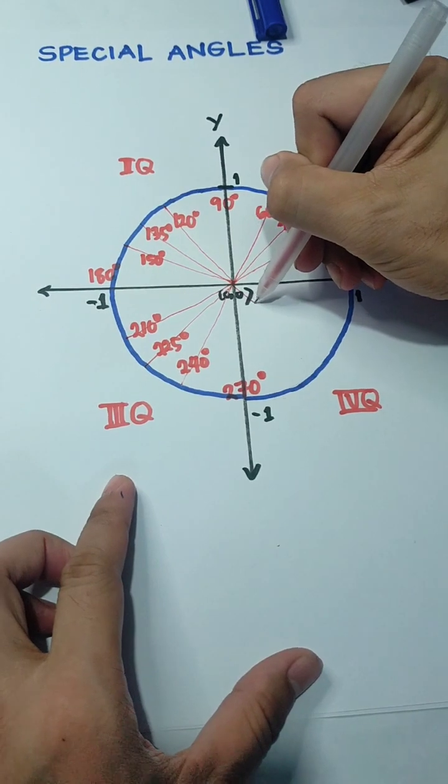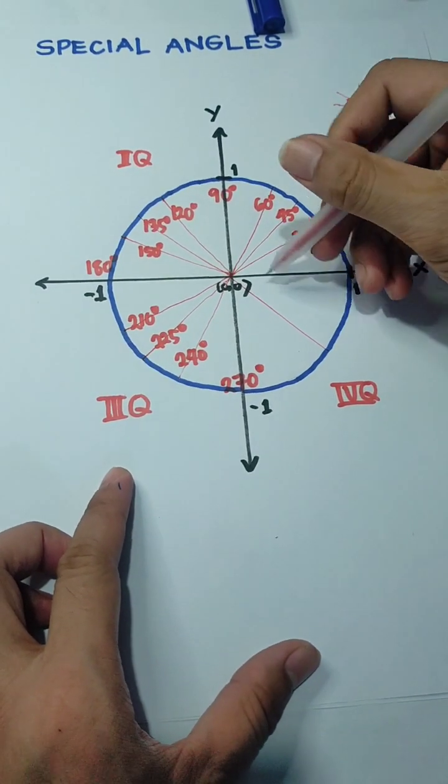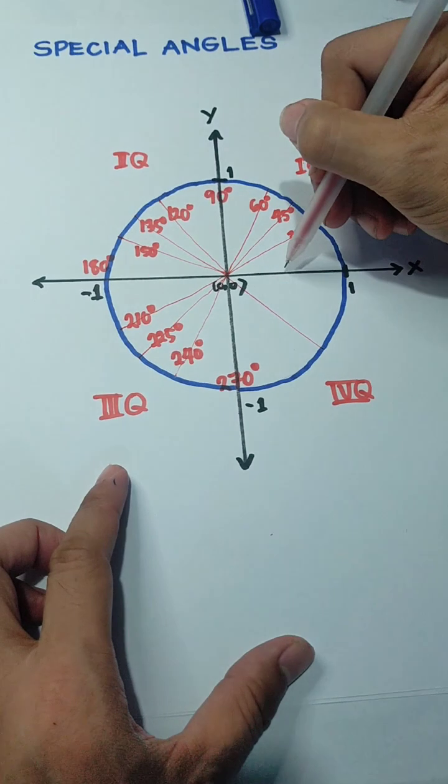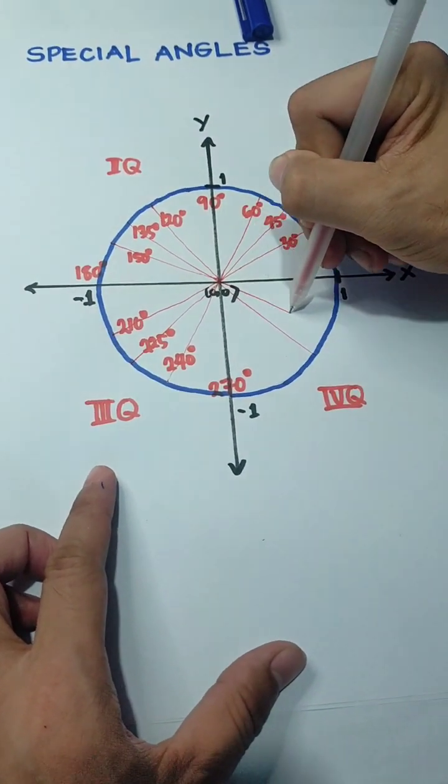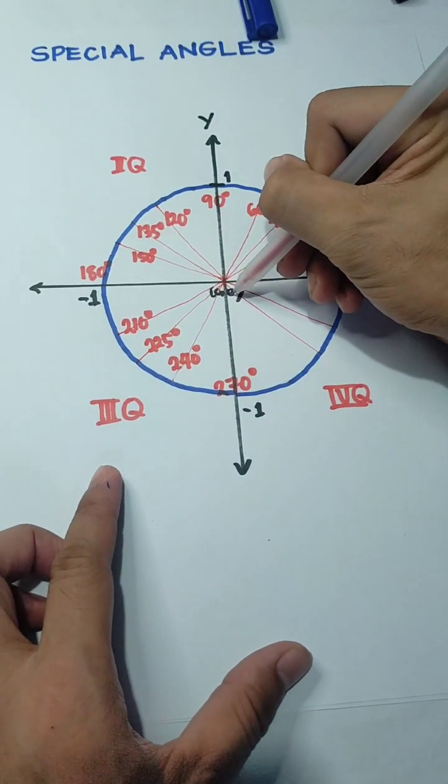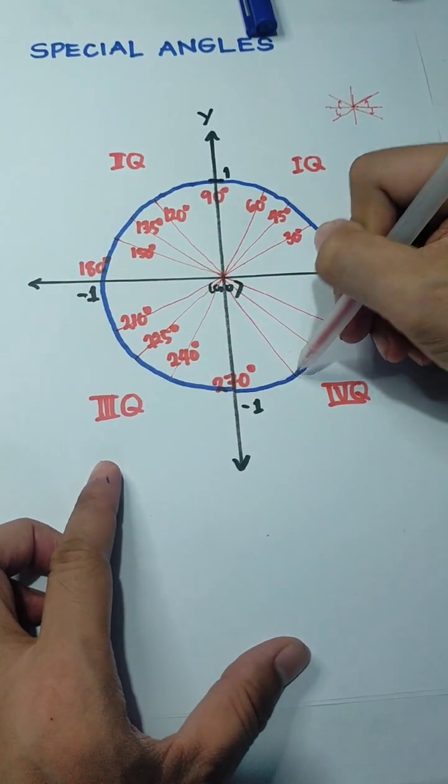Okay, moving now to the fourth quadrant, we do the same. We divide this into its reference angles, the 45 degrees. And then the angle opens from here, if we consider the reference angles. And then we have the 30 degrees and the 60 degrees.